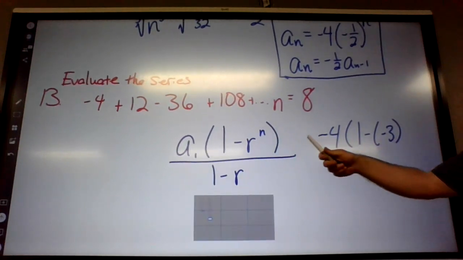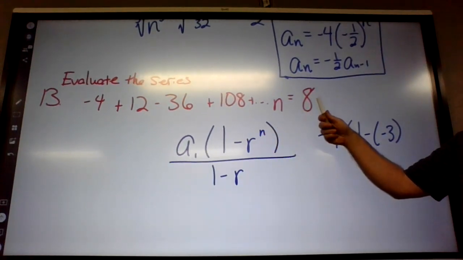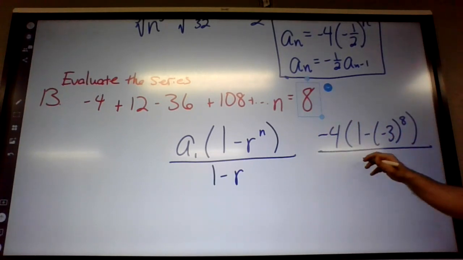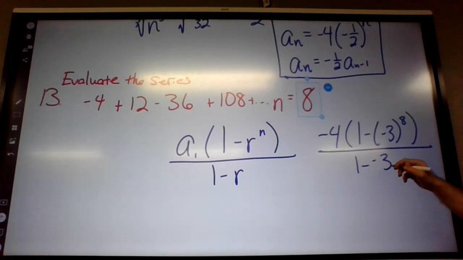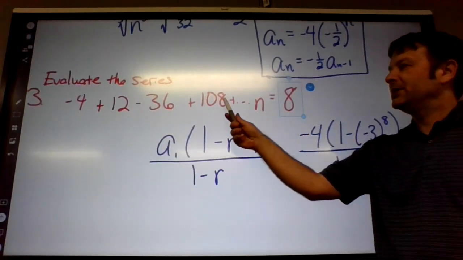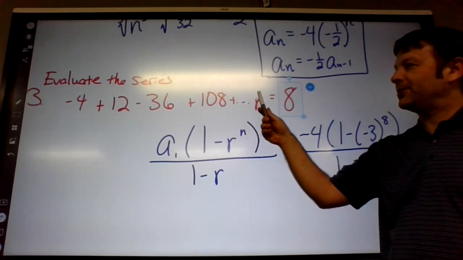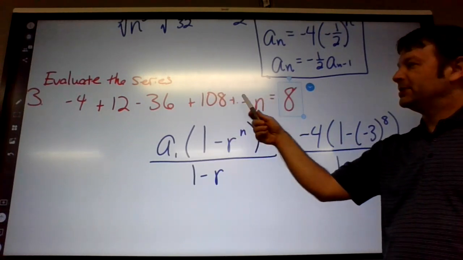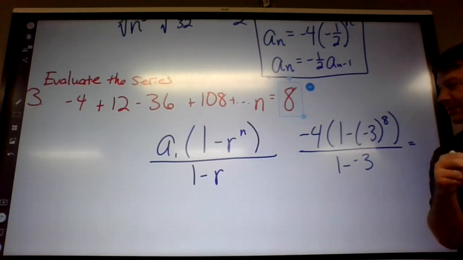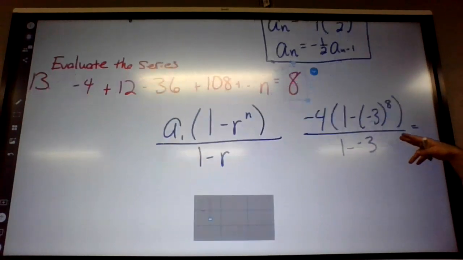-3 should be in parentheses. What's n? 8. They just tell us the number of terms we use. So it's 8. Then on the bottom, you just put 1 minus -3 again. No exponent. And that would do it. Again, if the formula is confusing, you could just find 8 terms and add them together. We've already got 4 up here, so if you just find the next 4, that should give you the same answer as this.